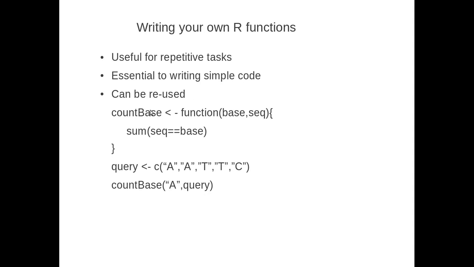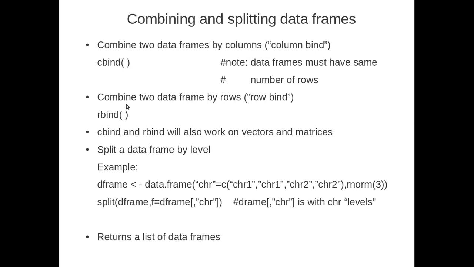So let's just write a function here quickly called countBase. This is the syntax here. We're assigning this function to a new function called countBase. So a function here is no different than the functions that we've been using previously, right? So we've used the sum function, for example. We've used the set working directory or setwd function. We've used the cat function. We've used many functions here, cbind, rbind.